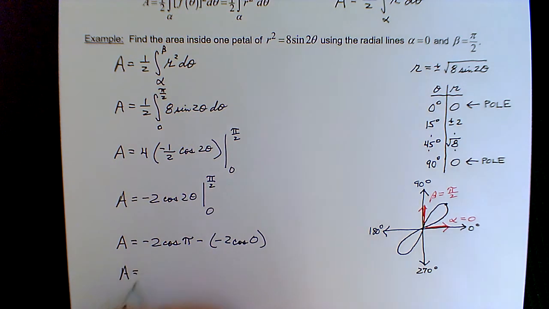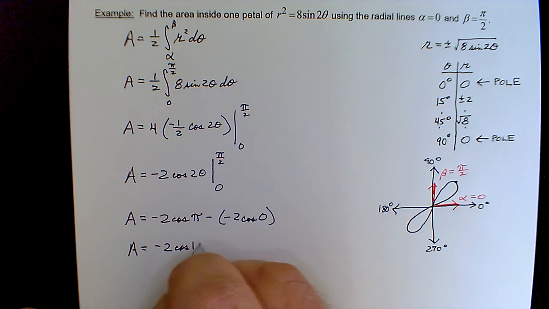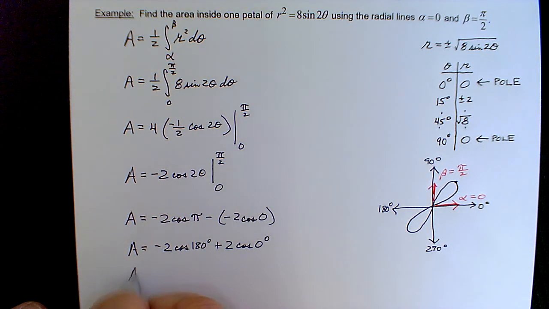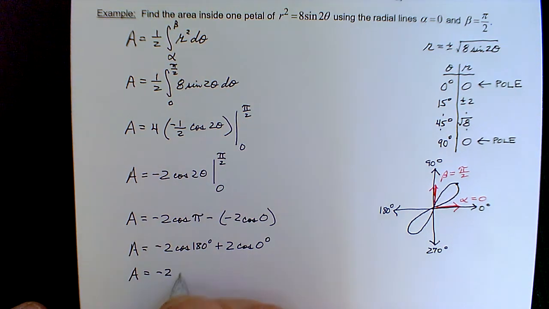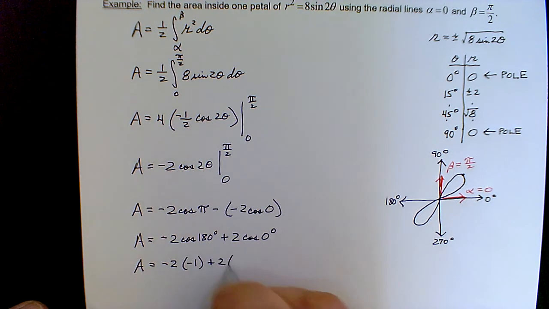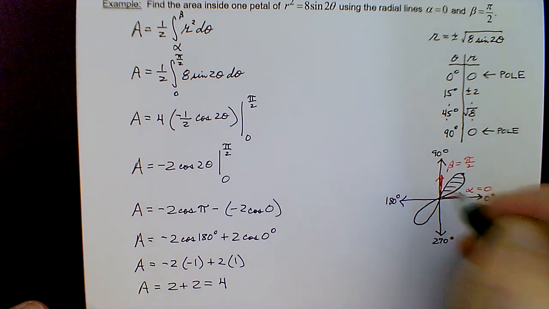If you want to change to degrees, you can. That'd be minus 2 cosine 180 degrees, and then let's say plus 2 cosine 0 degrees. 0 degrees, same as 0 radians, but there is a distinction, of course, denoted by the degree symbol. And so then we get negative 2 times cosine of 180 is negative 1, and then plus 2, cosine of 0 is 1, so it looks like 2 plus 2, or 4. So that's the area inside this one petal here.